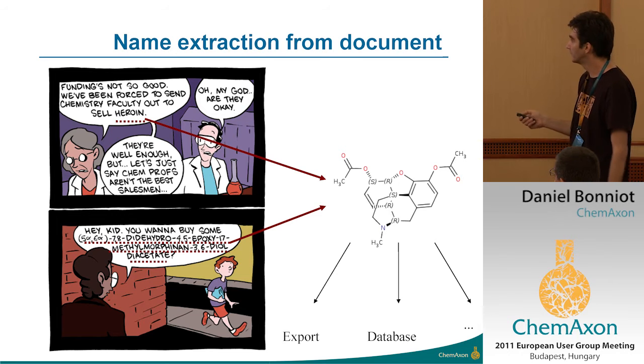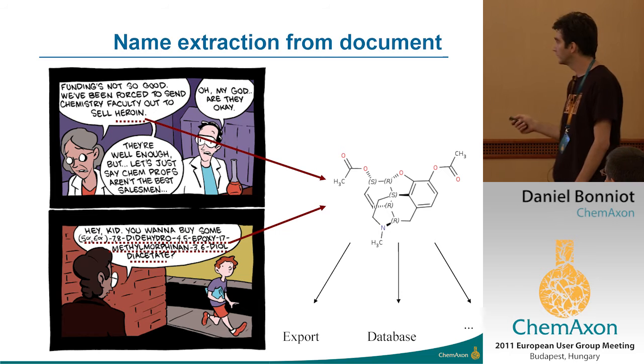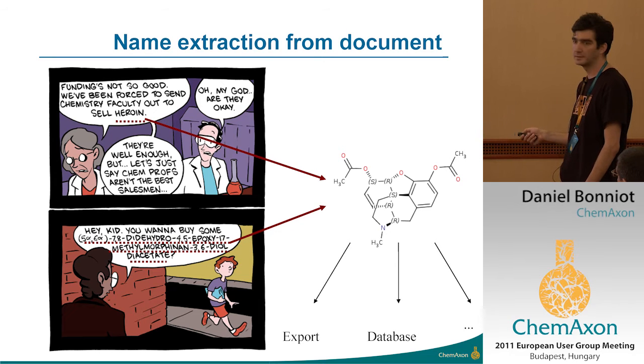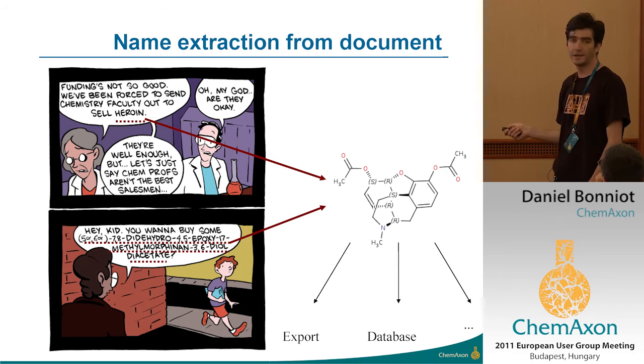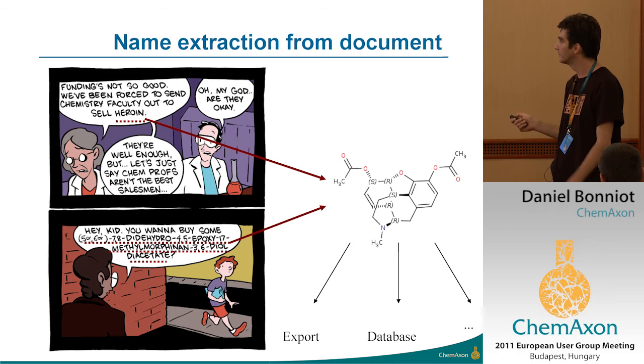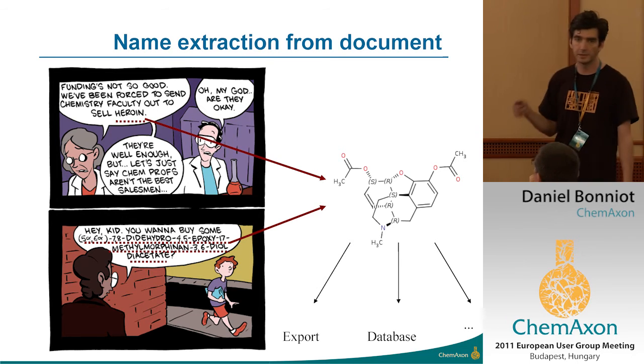And once you have the structure, you might want to do a lot of things with them. You might want to export it in some format like SMILES or SD file. You might want to put it in a database and a registration system, and I think that's something that using this and the ChemAxon API you will be able to do.